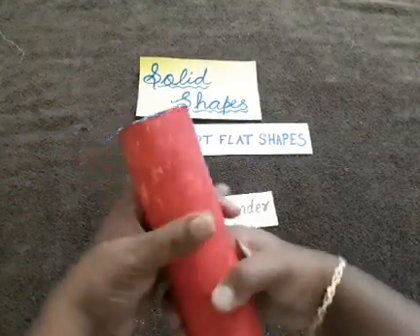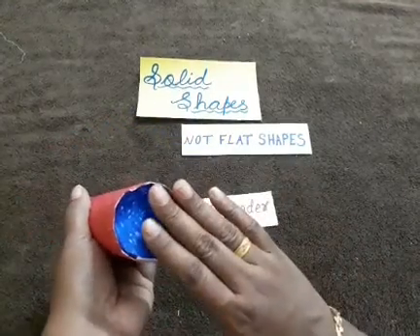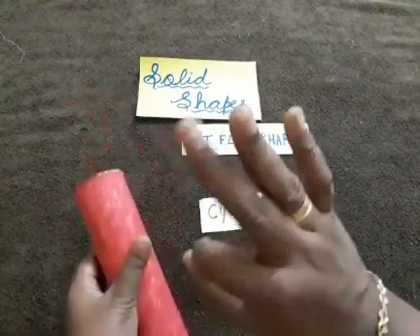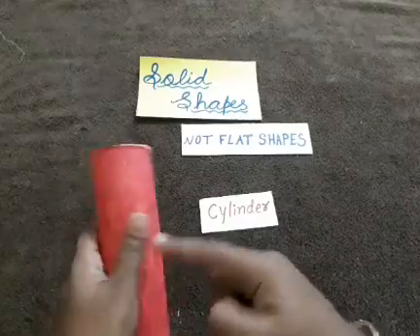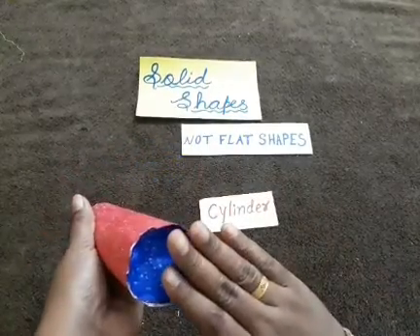Dear kids, look at this. In a cylinder, there is one curved face and two plane faces. How many faces does a cylinder have? A cylinder has 3 faces. That is one curved face and 2 plane faces.